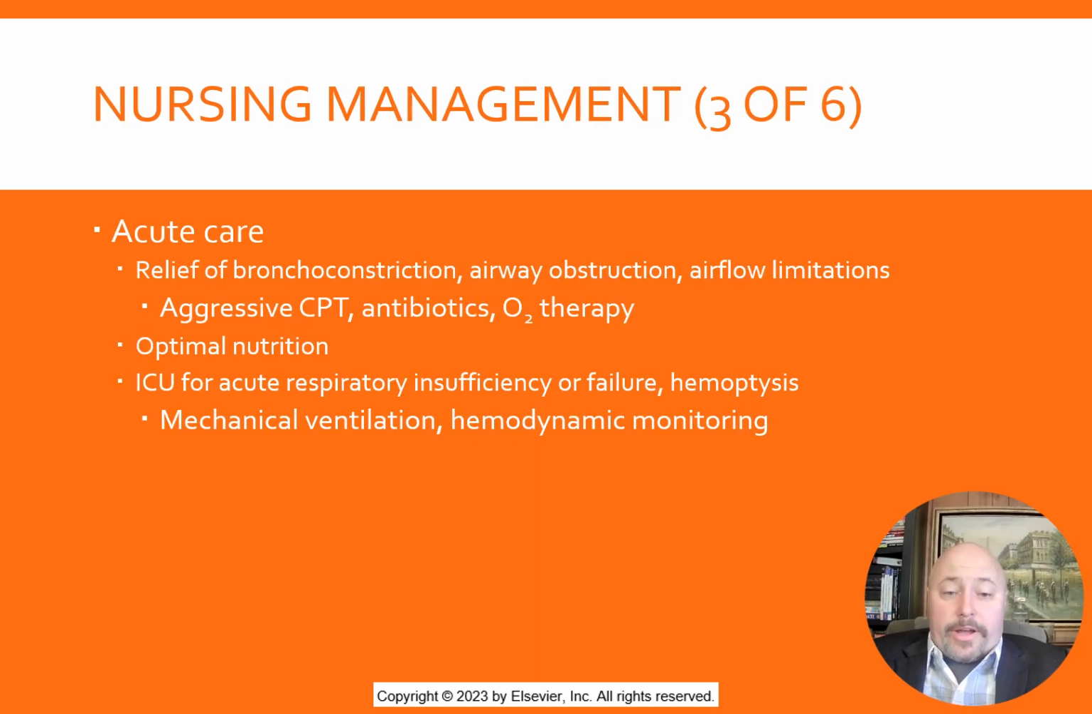For acute care, our goal is the relief of bronchoconstriction, along with airway obstruction and airflow limitations. We're going to do that through aggressive chest physiotherapy, antibiotics, and oxygen. We also really want to focus on optimal nutrition as well as hydration to try to keep those secretions thinner and easier to expel.